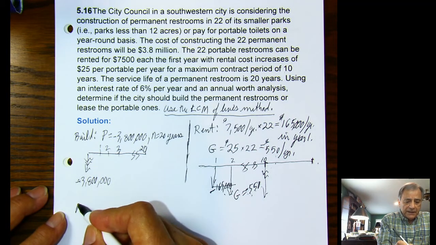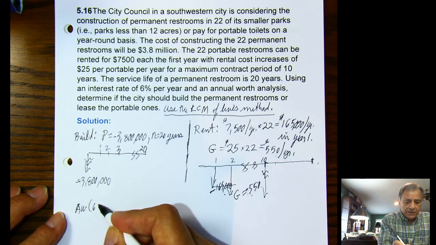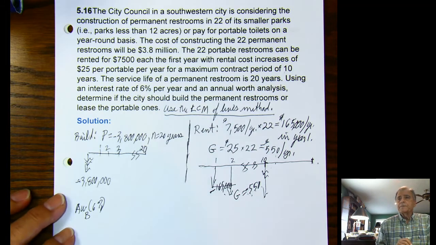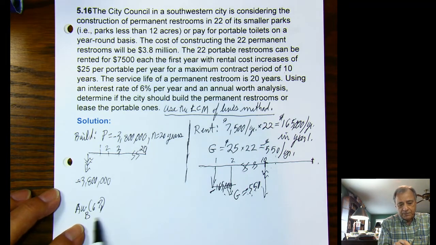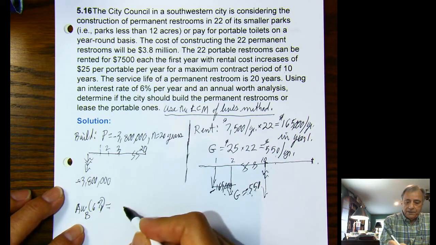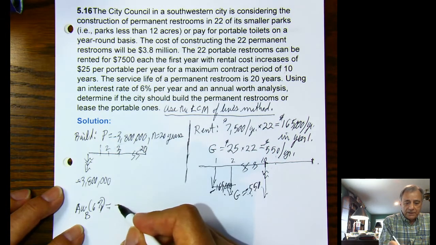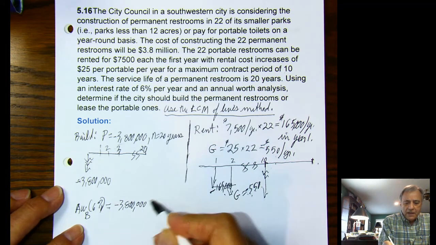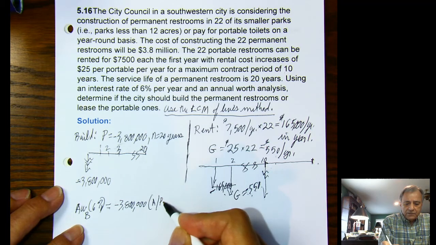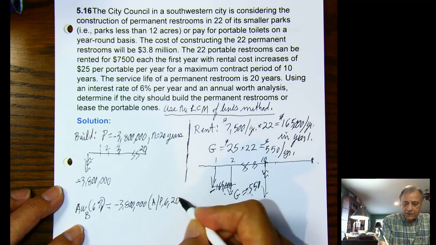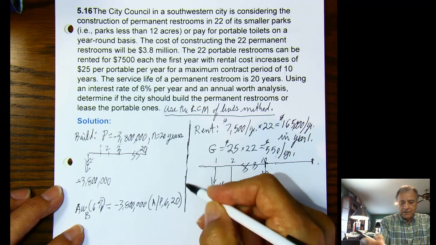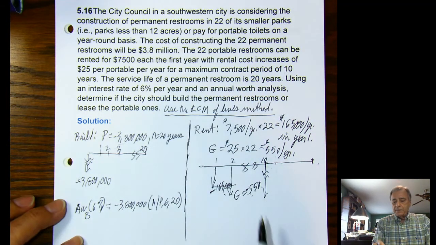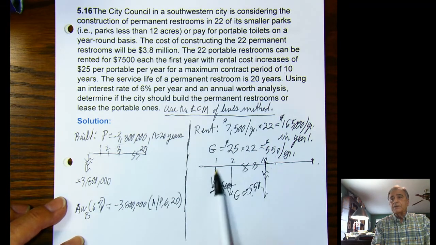So the next thing I'm going to do then is convert this to a uniform series, and I'm going to call that the annual worth at 6% of the build option. Okay, so I subscripted that with a B, and that would be simply the present cost minus 3,800,000, A given P, 6% for 20 years. And then I'm going to get the annualized value of this.